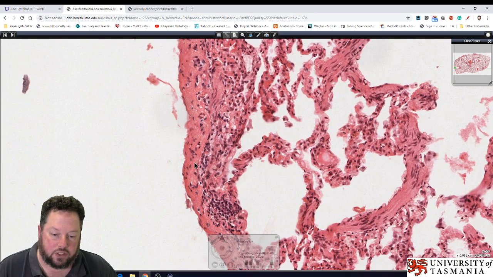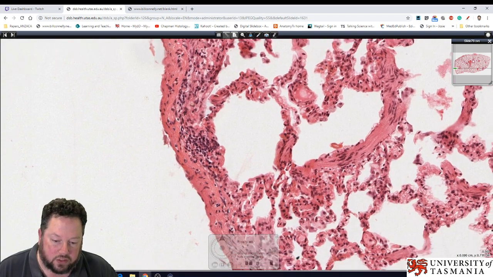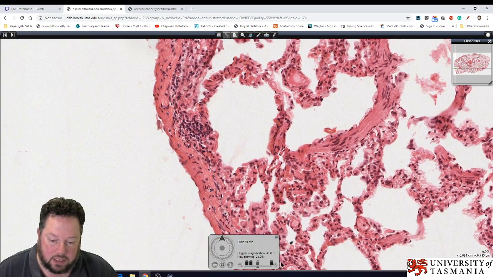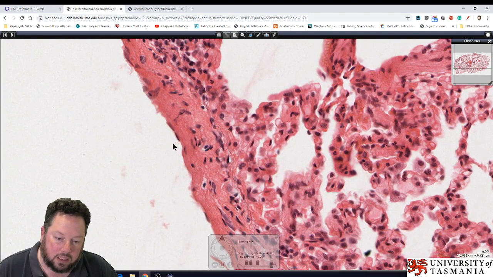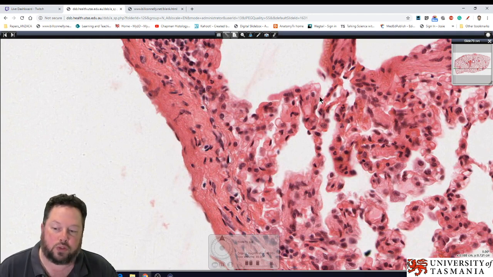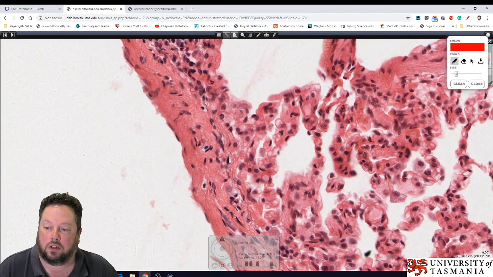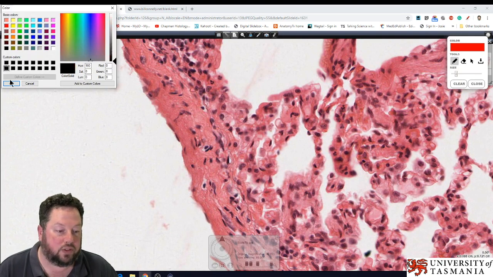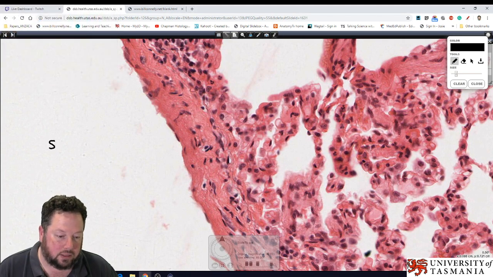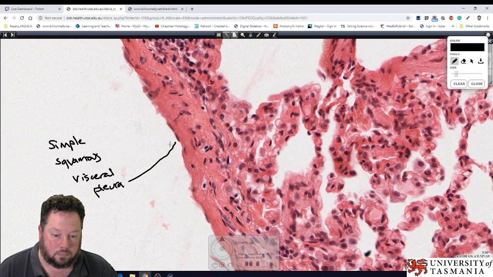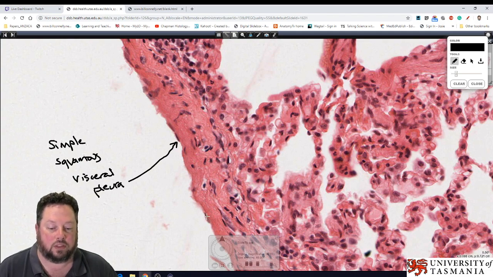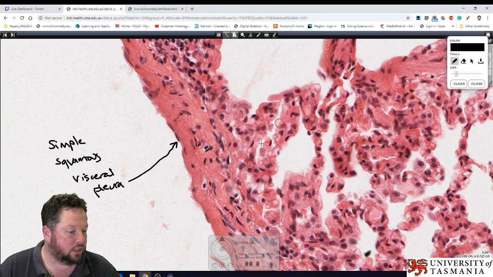So here we have the connective tissue, and then you might be able to see these sort of flattened nuclei. Can you see these here? I'll just zoom in a little bit. These are the simple squamous epithelial lining of the visceral pleura. So that sits on the outside of the lungs. So there's the simple squamous cells on the surface there.